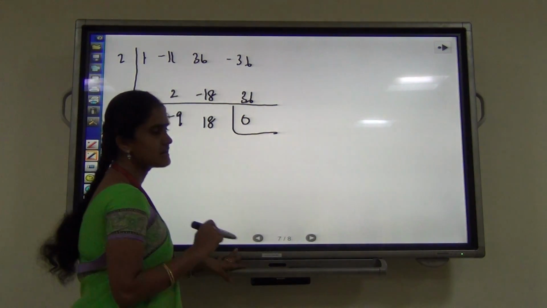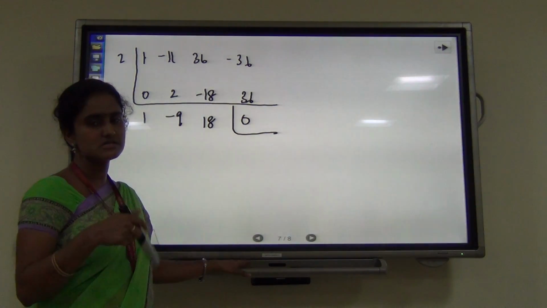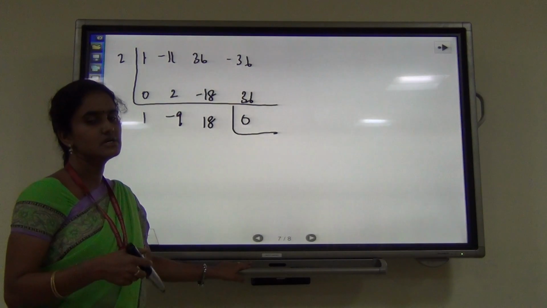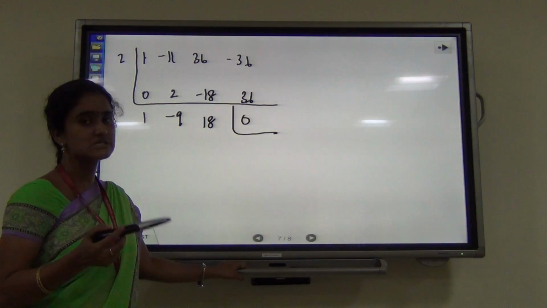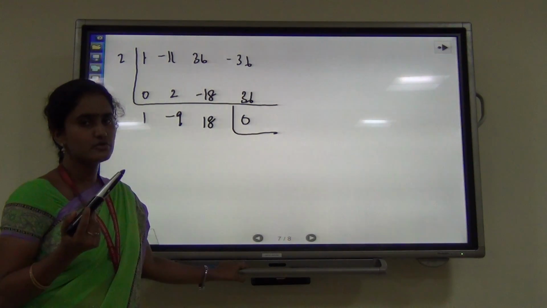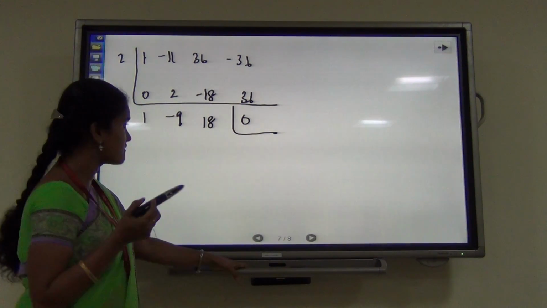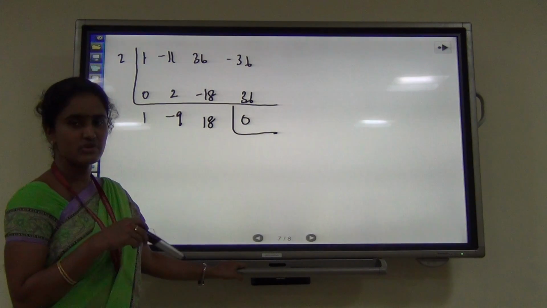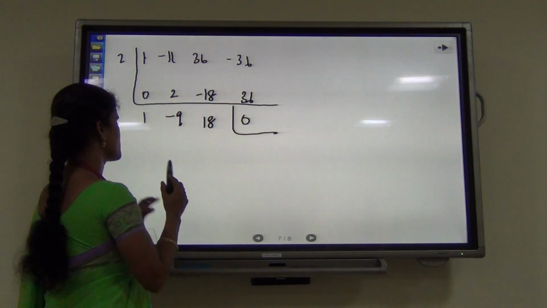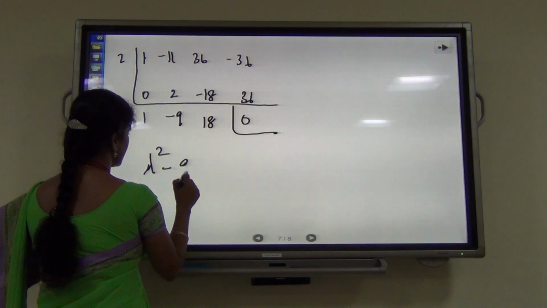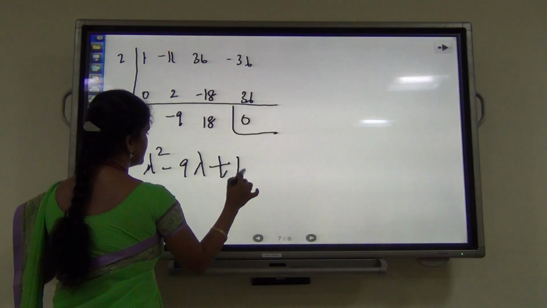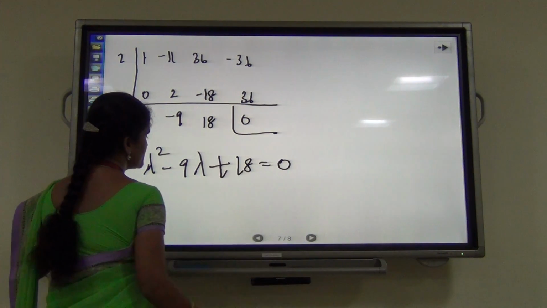Now using the synthetic division method, this cubic equation is reduced into a quadratic equation. In other words, we have to find the two other roots, whereas we found only one root by trial and error method, and we used synthetic division to reduce that to a quadratic equation. Now the equation becomes lambda square minus 9 lambda plus 18 is equal to 0. What could be the other two roots?